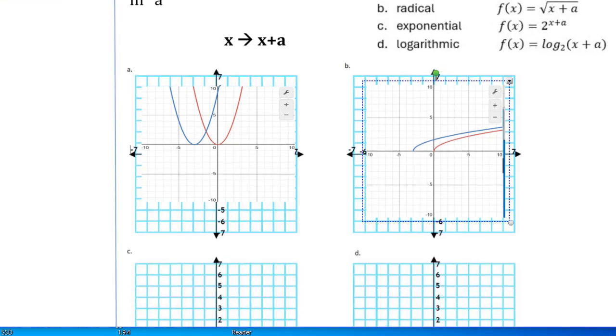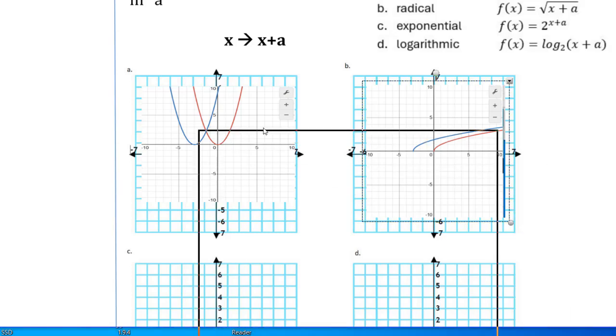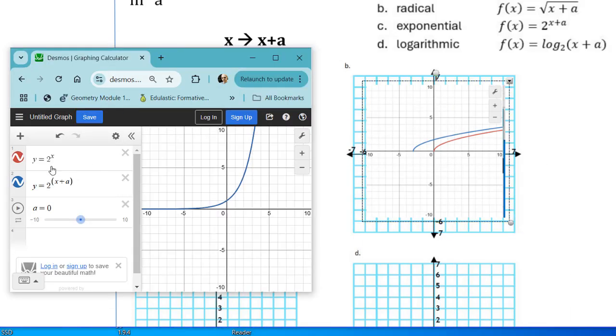Exponential. Bring this little guy over. Here is my base exponential, 2 to the x. Then I change it to 2 to the x plus a. I have my slider. What's going to happen when I move the slider to the right? Oh, it goes left. What about when I move it left? Oh, it goes right. Let's leave it on 3. Oops, too far. Right there.